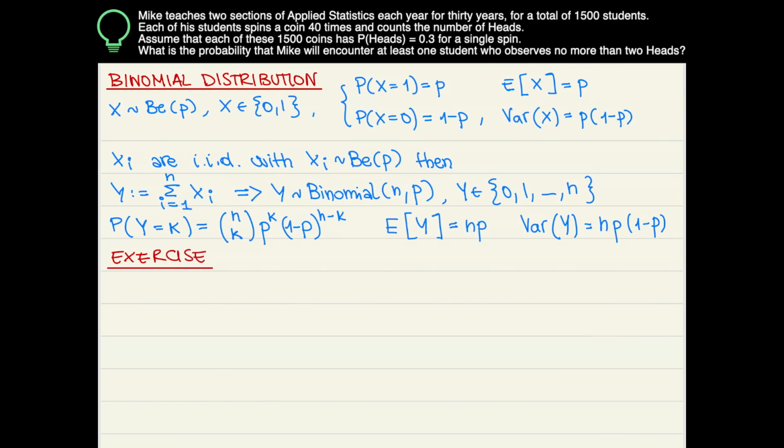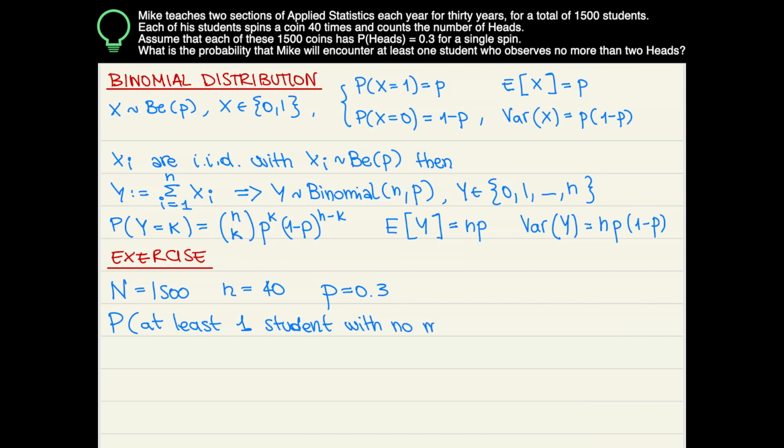Mike teaches 2 sections of applied statistics each year for 30 years for a total of 1,500 students. Each of his students spins a coin 40 times and counts the number of heads. Assuming that each of these 1,500 pennies has probability of head equals 0.3 for a single toss, what is the probability that Mike will encounter at least one student who observes no more than 2 heads? Notice that, in this case, these coins are biased, as the probability of head is equal to 0.3.